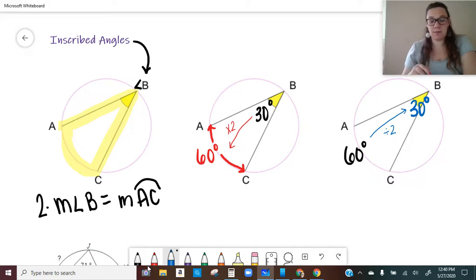So you can see how they match up. The little one to the big one, just double it. Let's do some examples here.